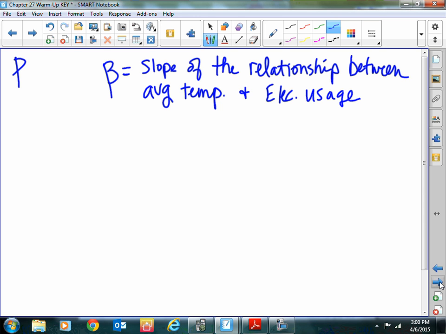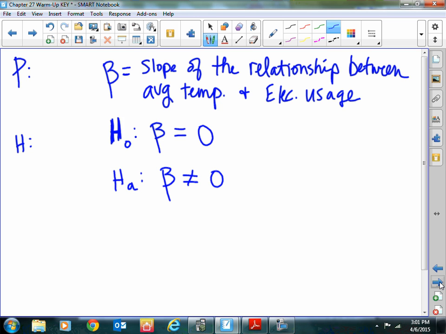Okay, the next part of our test is our hypothesis statements. So our null hypothesis would be that nothing is happening. There is no slope, there is no linear relationship, nothing happening. They are independent of each other and not messing with each other. The alternative is that there is a linear relationship, so that means the slope is something else other than 0. So beta is not equal to 0.